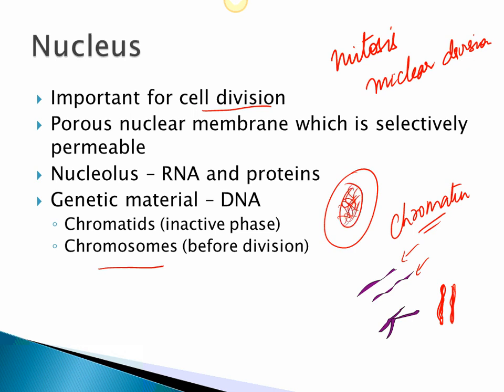Now, before a cell begins to divide, this chromosome, the DNA inside, duplicates. So this becomes two like this, which is what I've drawn here. So it's still one chromosome, but now it's made up of two threads. Have you noticed the difference? This is still one thread. This is two threads. It's still one chromosome. These threads of this chromosome are known as chromatids.